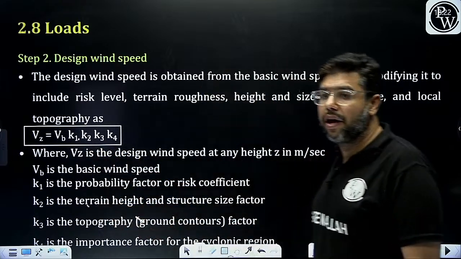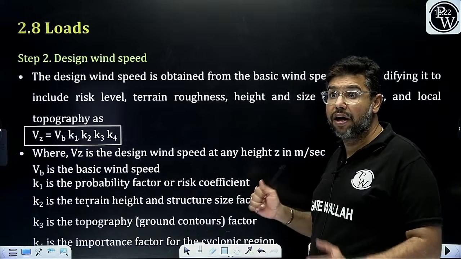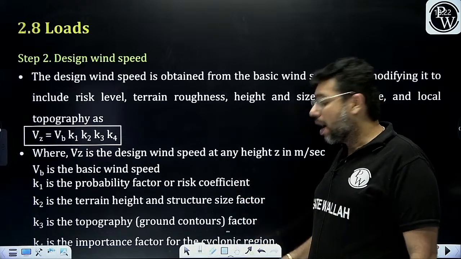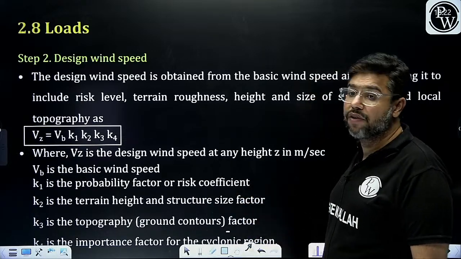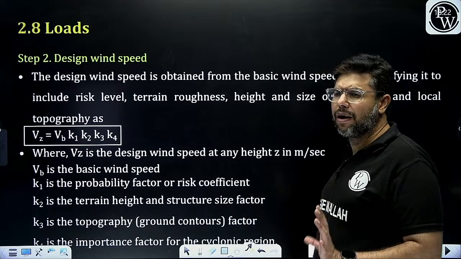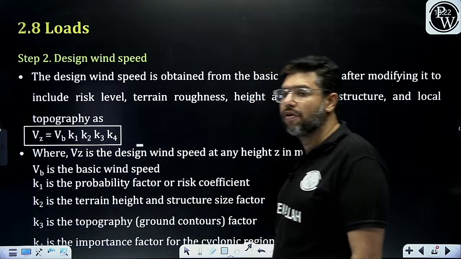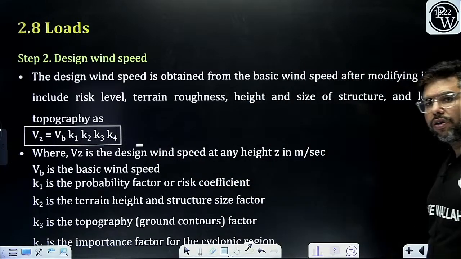K2 is the terrain, height and structure size factor. K3 is the topography factor where the structure is located, and K4 is the importance factor for cyclonic regions. These all factors will be given to you in the exam, don't worry. Whenever a question comes, K1, K2, K3 factors will be given to you. You just have to calculate the design speed.